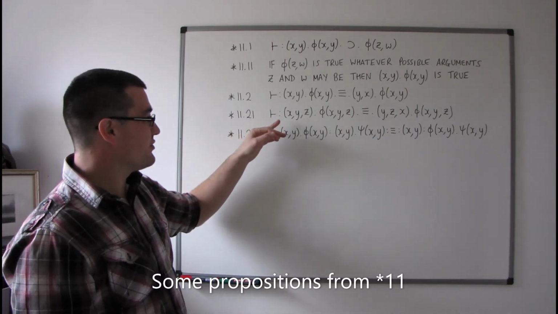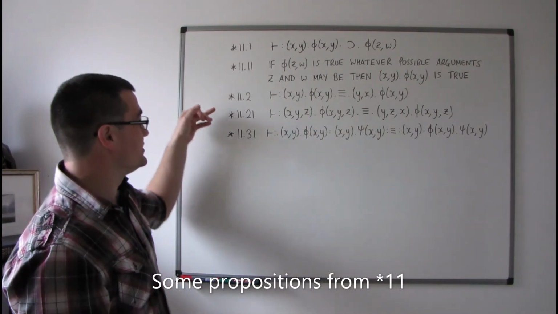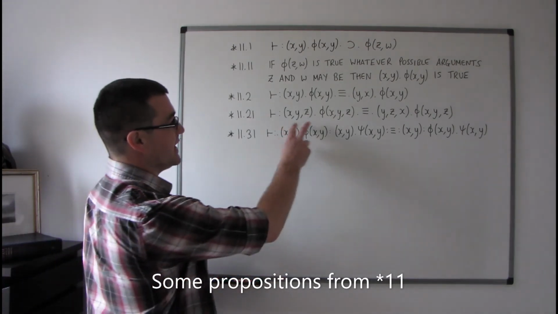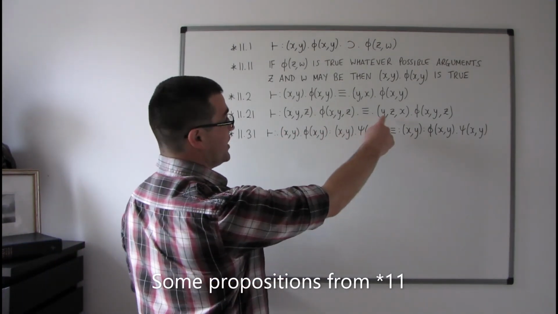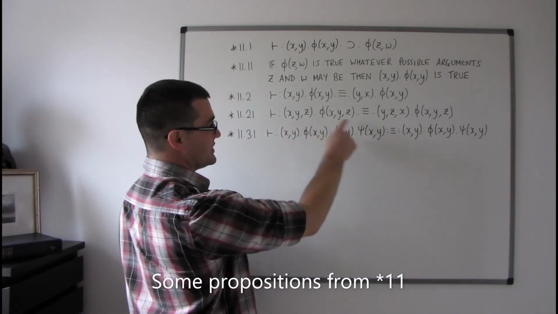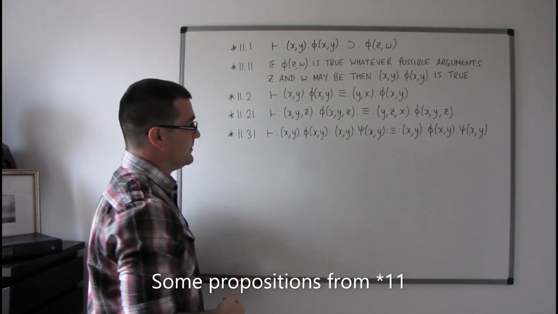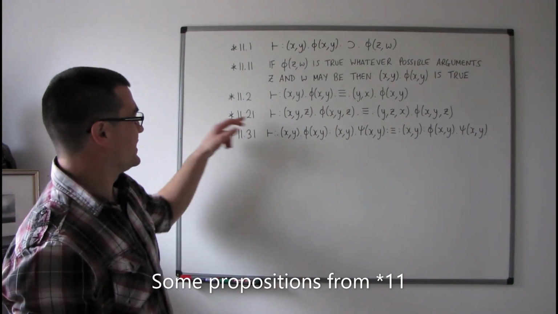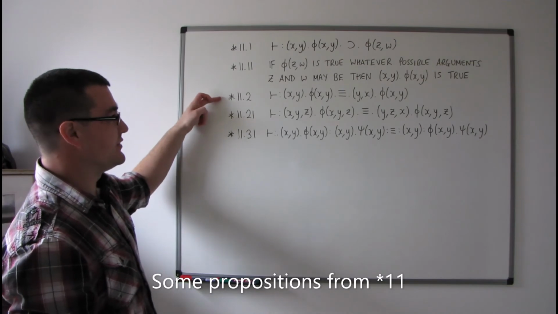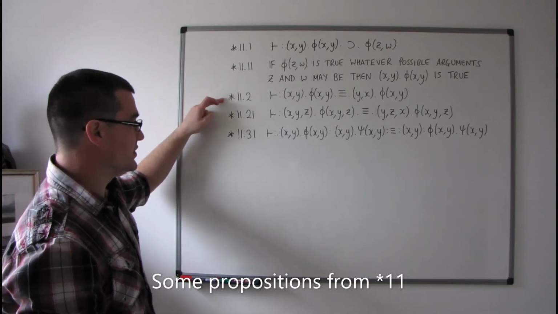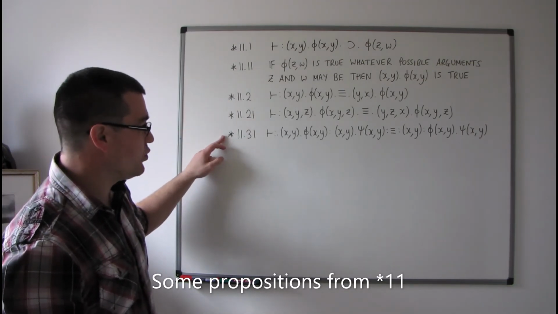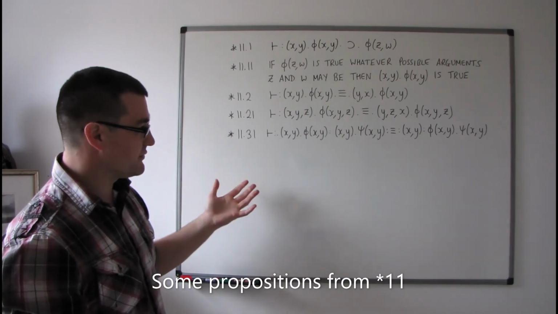11.21 is a kind of three-variable equivalent of 11.2, so here we get a reordering, a permutation by the looks of it, of the xyz. So we get effectively the same kind of proposition as 11.2. And then 11.31, I've chosen this one for a couple of reasons.